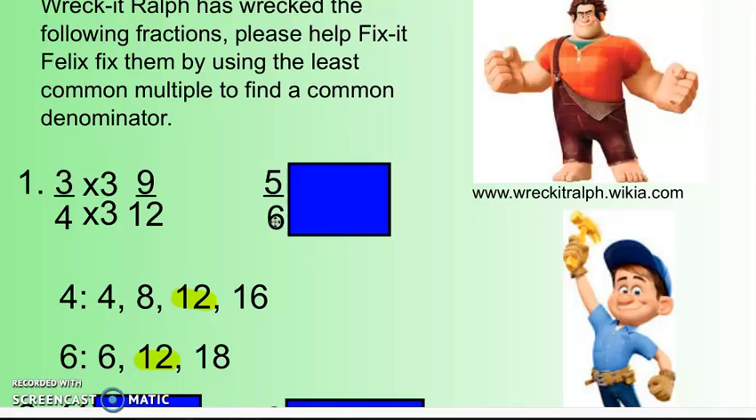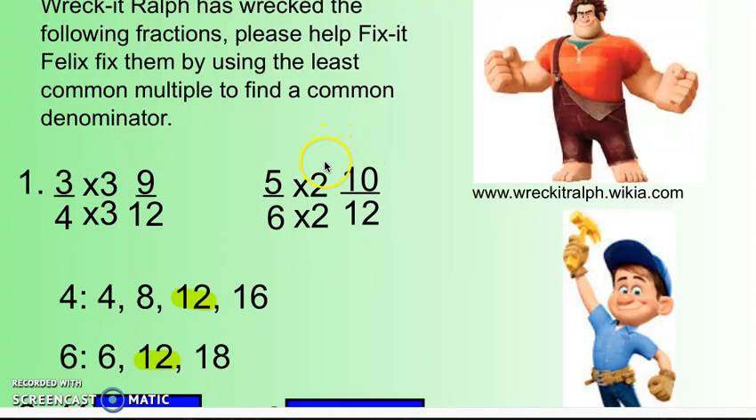How about 6? How do we go from 6 to 12ths? Well, this is times 1, times 2, so I need to multiply both by 2. And so I get 10/12.